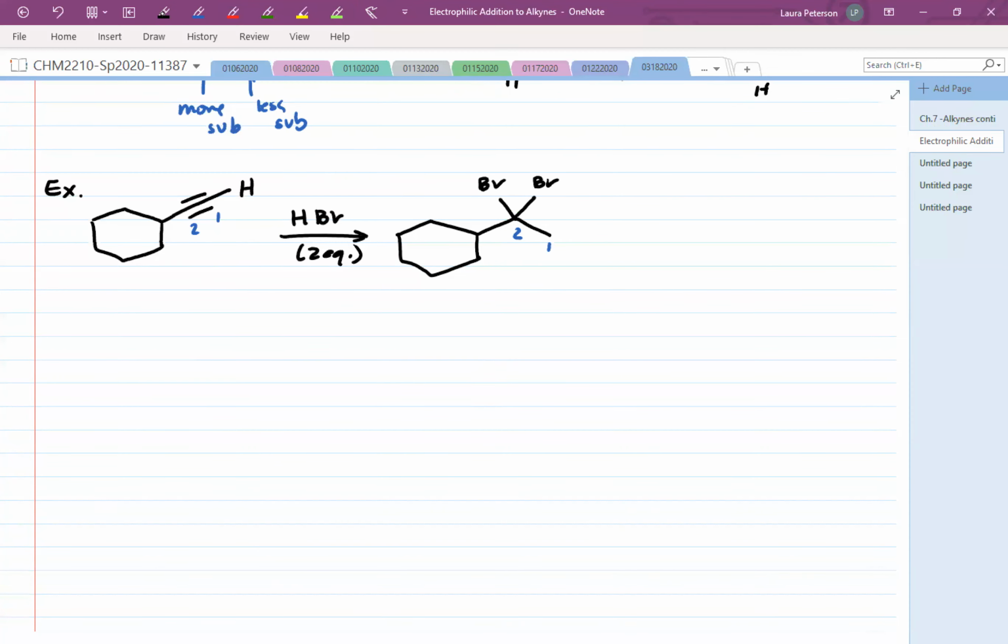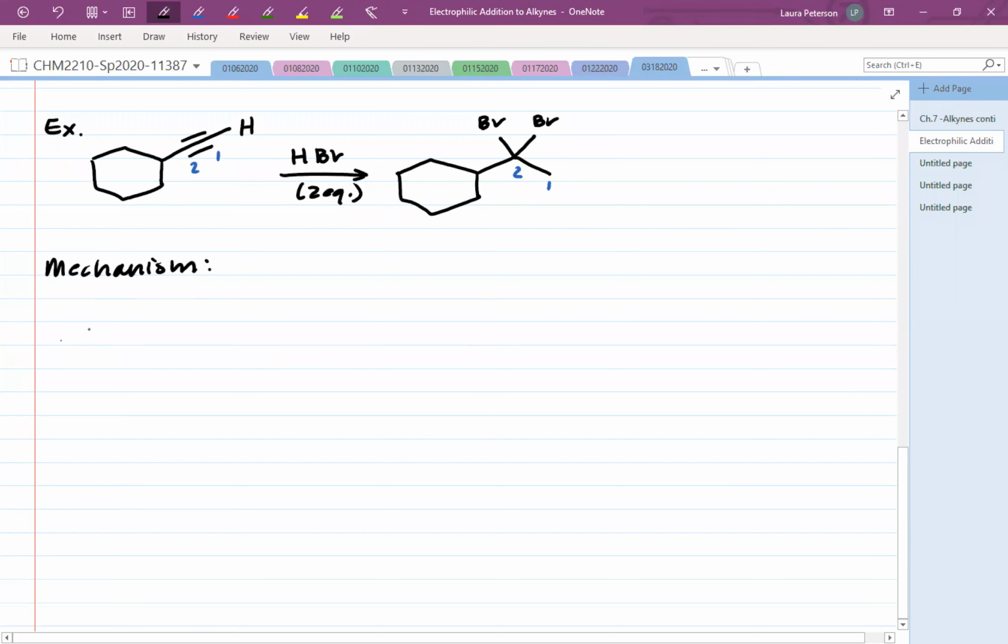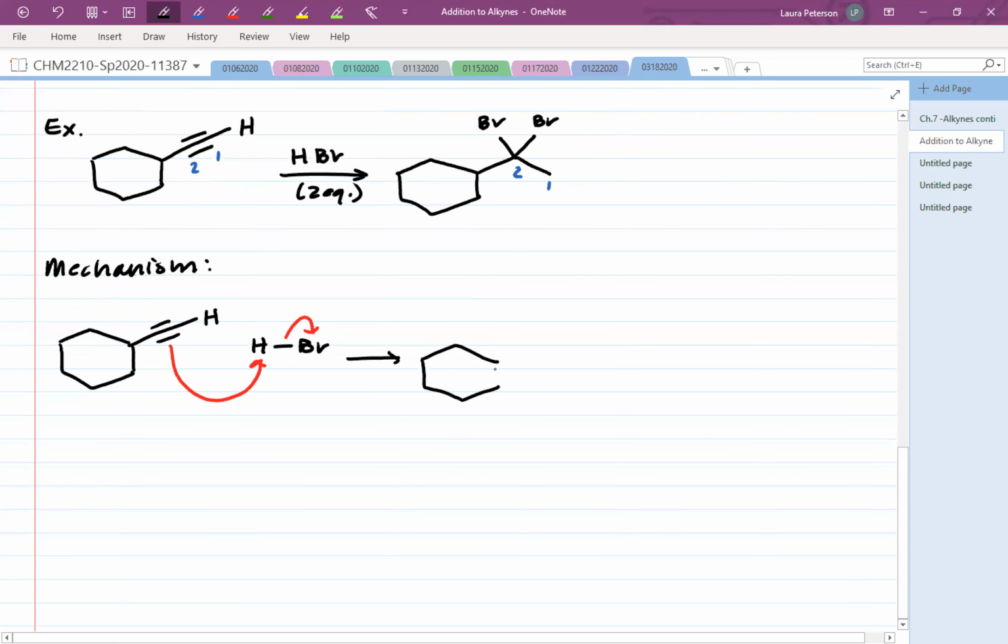Okay, so let's talk about then the mechanism of this reaction. Okay, so this mechanism follows the mechanism of HX with an alkene that we talked about in chapter 6. Okay, so our first equivalent of HBr, we're going to have the pi bond act as a nucleophile or as a base, and it's going to be protonated, and we're going to generate a carbocation.